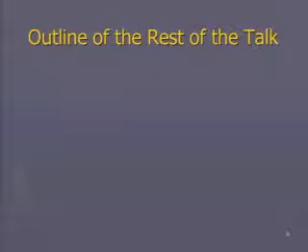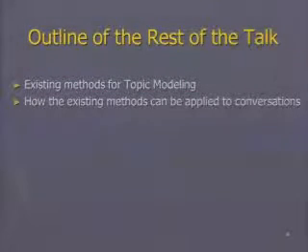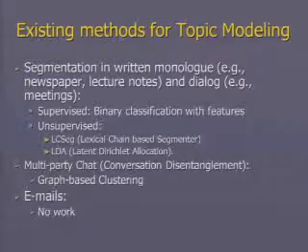So the outline of the rest of the talk is, at first we will see the existing methods for topic modeling, then how the existing methods can be applied to conversations, then we will see can we do better than those, then the preliminary evaluation on a small development set, then we will focus on the current work that we are doing right now. So the existing methods in the literature.